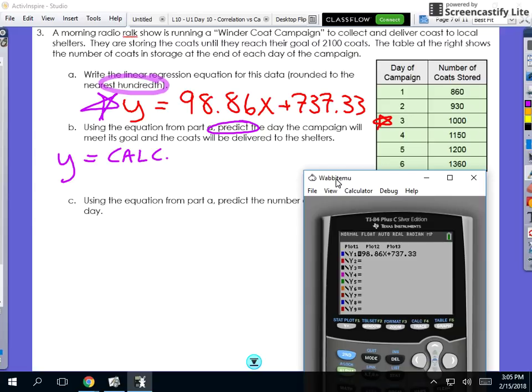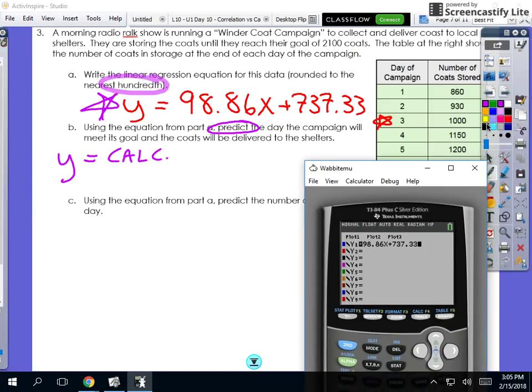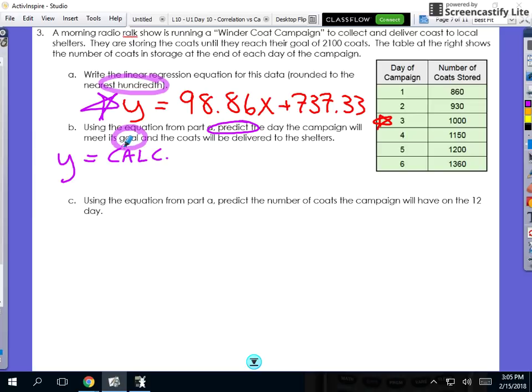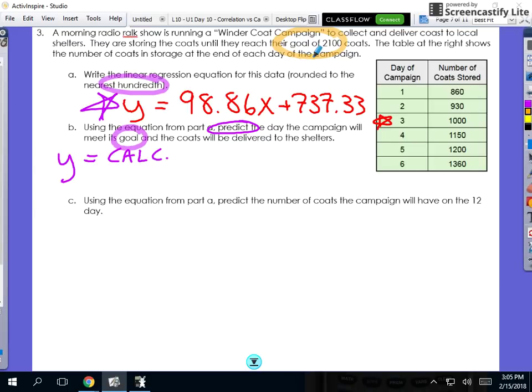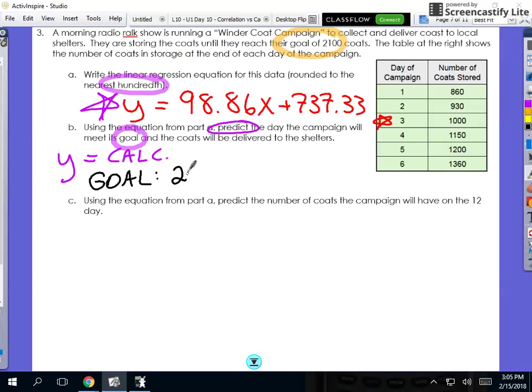And now how do we predict what day the campaign will meet its goal? So this is a little bit different. Highlight that word goal. We're trying to meet our goal. Well, let's go back to the original question. What was our goal? Our goal was 2,100 coats. Okay, so the goal that we were trying to reach was 2,100.